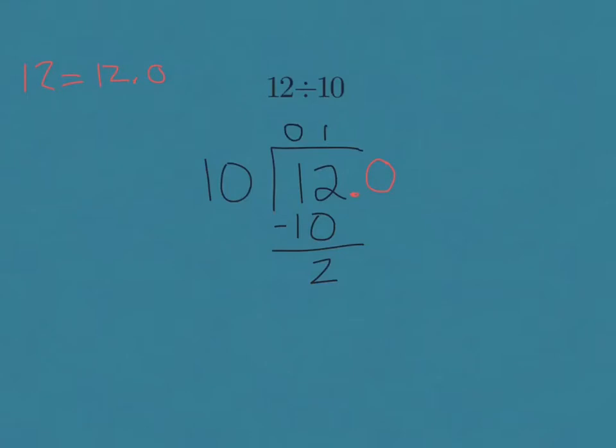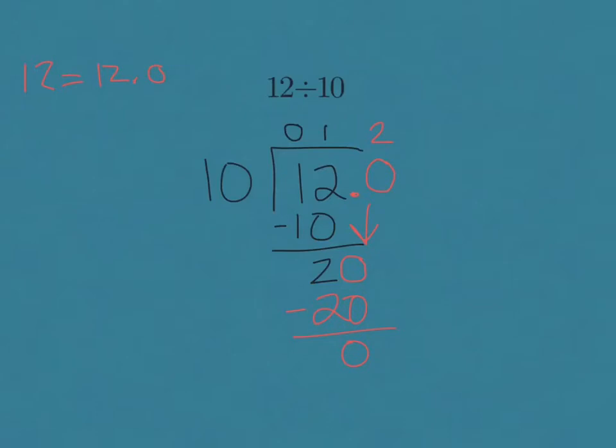And now what I can do is bring this 0 down, and now I have, okay, can 10 go into 20? Oh yeah, it goes in 2 times. So I would subtract it off. I would have 0. Now, we have to be careful because you might make the mistake of saying, okay, my answer is 12. Well, does 10 go into 12 2 times? Does that make sense? No.